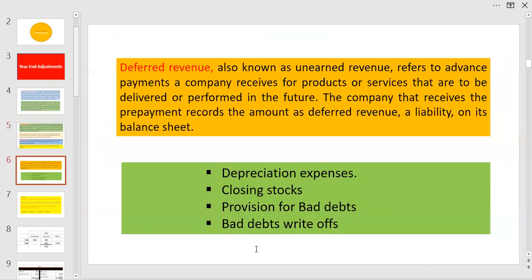Next one, deferred revenue, also known as unearned revenue, refers to advance payments a company receives for products or services that are to be delivered or performed in the future. This will remain a liability until such time it is fully or substantially earned. At that time, it will be converted into income.